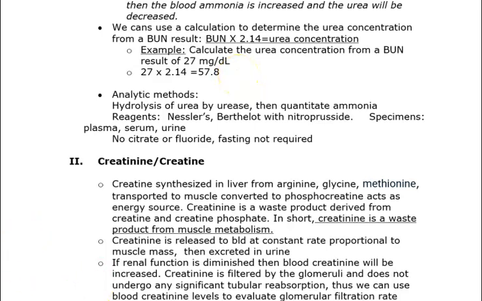The analytic method for measuring urea is the hydrolysis of urea by urease. Then you're going to quantitate ammonia. The specimens that you could use are plasma, serum, or urine. You do not want to use citrate or fluoride, and fasting is not required for these specimens.